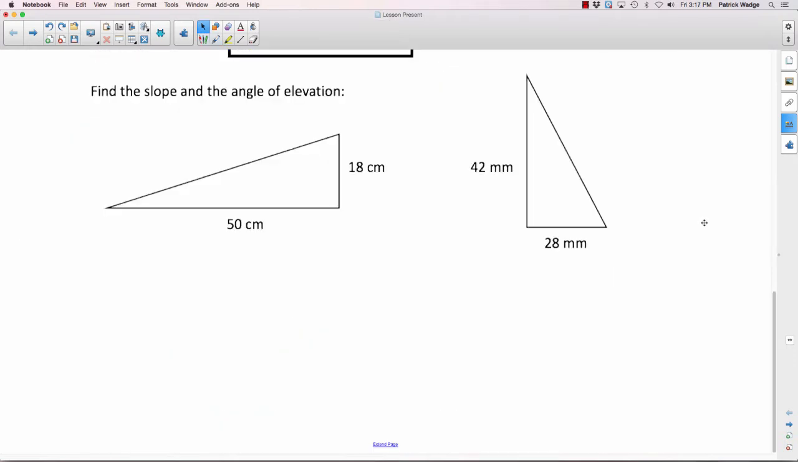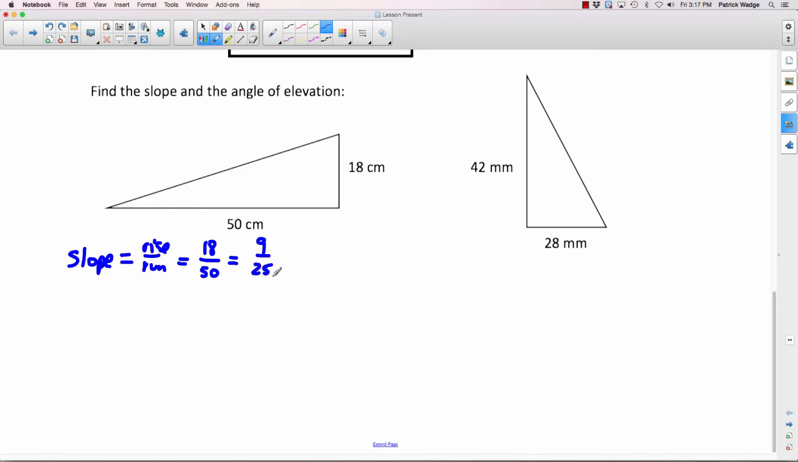Let's try a couple more of those. So we're going to find the slope and the angle of elevation, and actually we'll also get the tangent ratio. Okay, we'll find three things. So first thing we're going to find is the slope of this. So slope is equal to rise over run. The rise amount is 18, and the run amount is 50. Now you could keep it as a fraction, but if you're going to do that, make sure you put it in lowest terms. You could divide them both by 2. You get 9 over 25. If you're going to put it as a decimal, you would just do 9 divided by 25, and you get 0.36. Okay, so there's your slope.